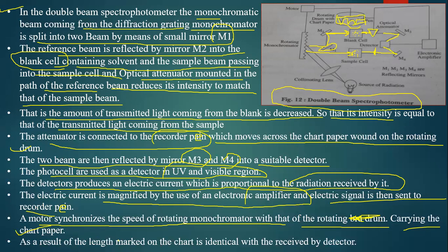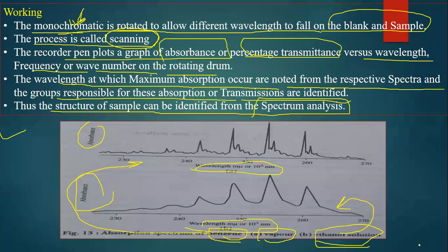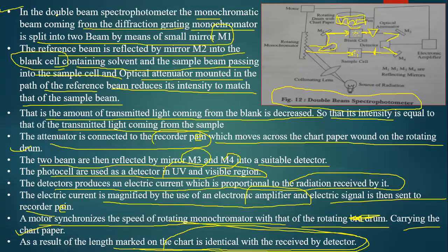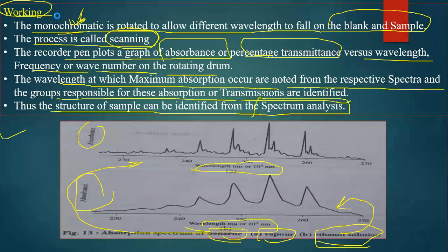As a result of this, the length mark on the chart is identical with that received by the detector, and from this we can do the analysis of a particular substance. Now, this is the working of your double beam spectrophotometer, how it works here.